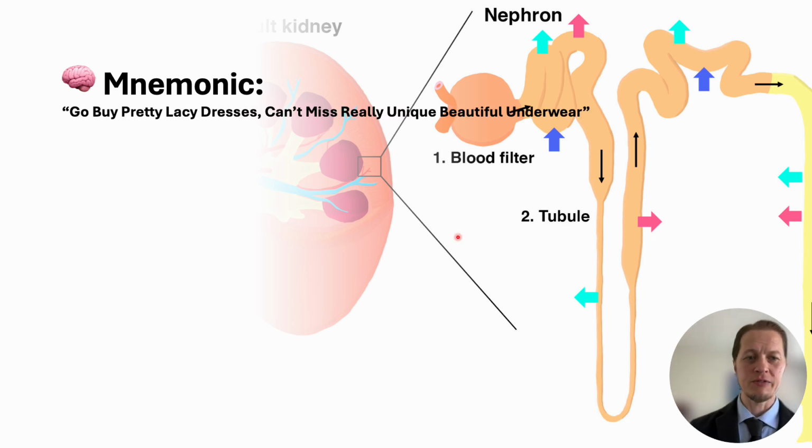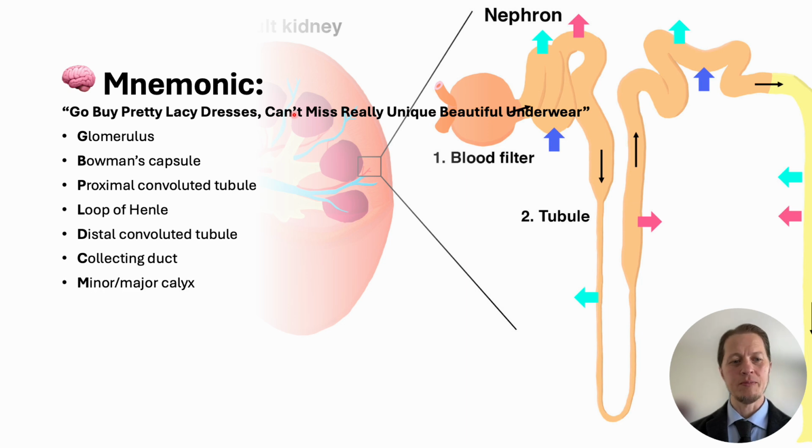The mnemonic here, if this works for you, is: go buy pretty lacy dresses, because, can't miss really unique and beautiful underwear, because this is the urinary system after all. So of course we'd have underwear in a mnemonic. Glomerulus and all the way down. Maybe this is a good way to recall what's going on. This is more microscopic anatomy down to the collecting duct, and then we have macroscopic or gross anatomy when we get into the calyces, the pelvis, the ureter, and then the bladder.